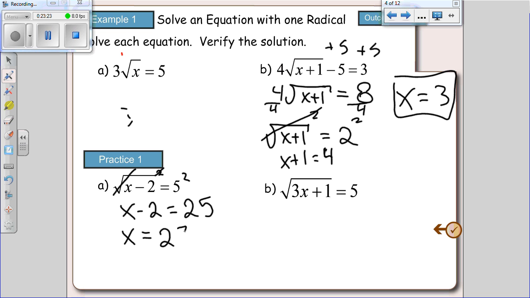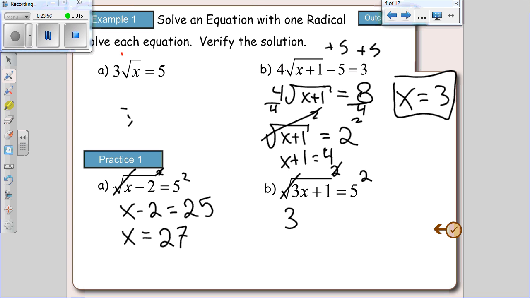B. What's the first thing you need to do? You need to get the radical by itself. Is the radical by itself? Yeah. There's nothing else attached to it. So what do we have to do to get rid of the radical? Square both sides. Kind of a common theme. Goes away. On the other side, we've got 25 again. So we've got 3x plus 1 is equal to 25.